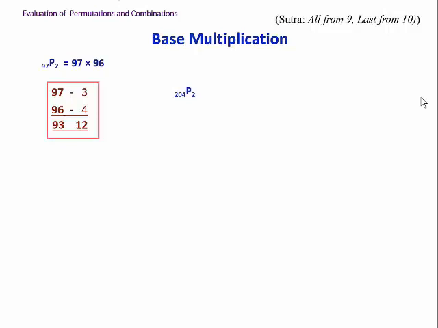Now here's another example, 204P2. Here we've got two numbers multiplied together from 204 downwards, so that's 204 times 203, and again we can use base multiplication. So without explaining it too much, we have one deficiency added to the other number, and because the base is 200 here we have to multiply by 2, and this is the product of the deficiencies. So these are the two parts of the answer, and we get 414, 12, which is there for the answer.